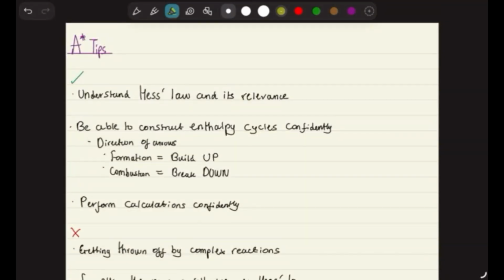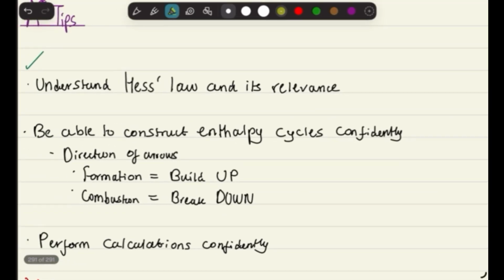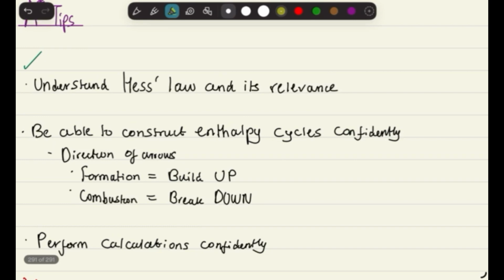Okay, and that's been an overview on Hess's law. Now we finish off with the A-star tip. So what's been useful? Well, I think what's really useful to make sure you can understand by the end of this week is what Hess's law is, why it's relevant, and to be able to construct that enthalpy cycle like the one I was showing you where the combustion arrows go down, the formation arrows go up. These are going to be really, really important throughout your exams. So it's very good to get them known and locked in right now.